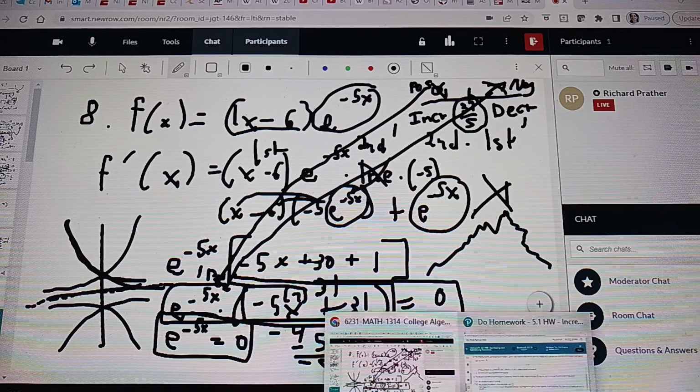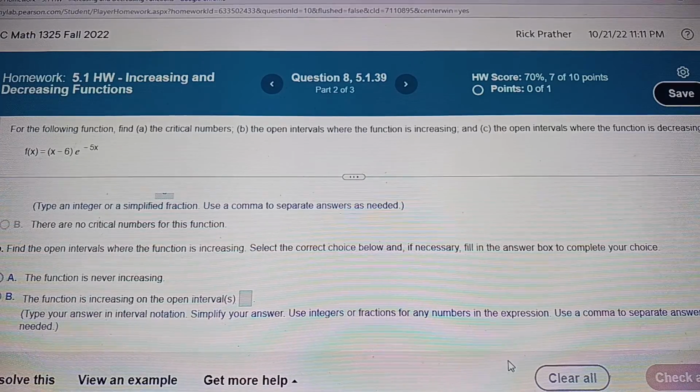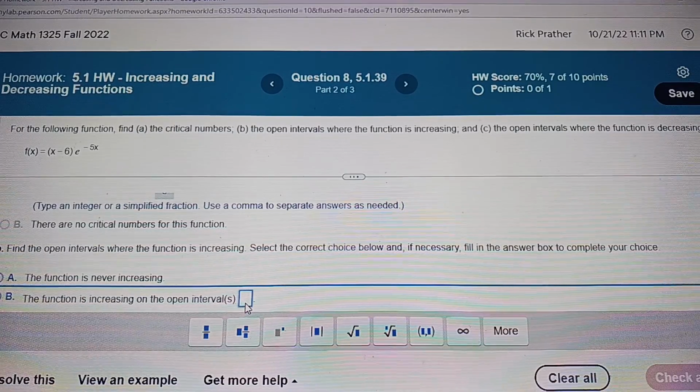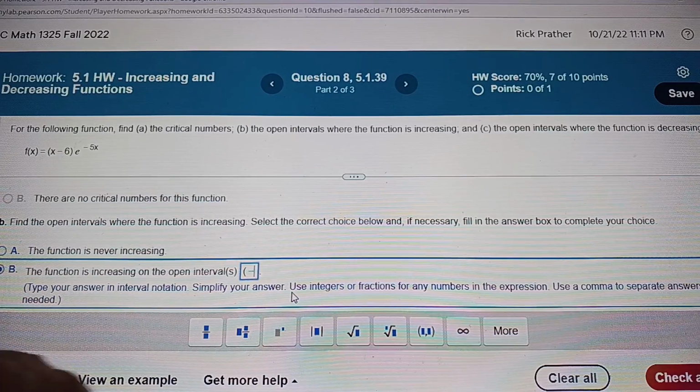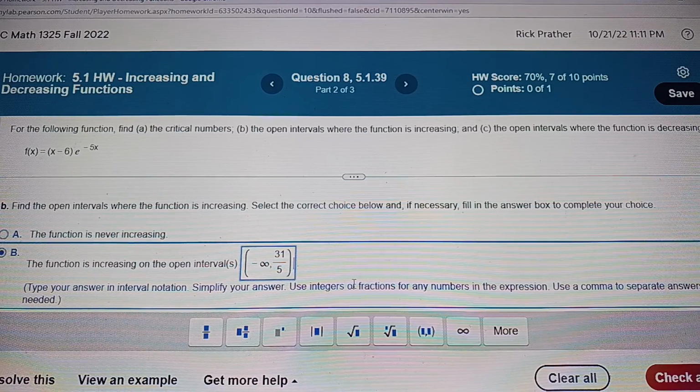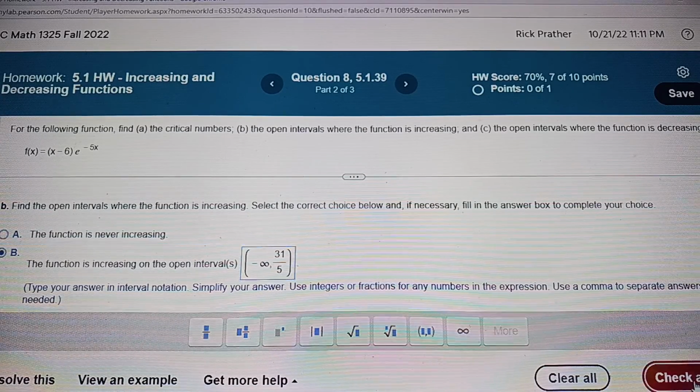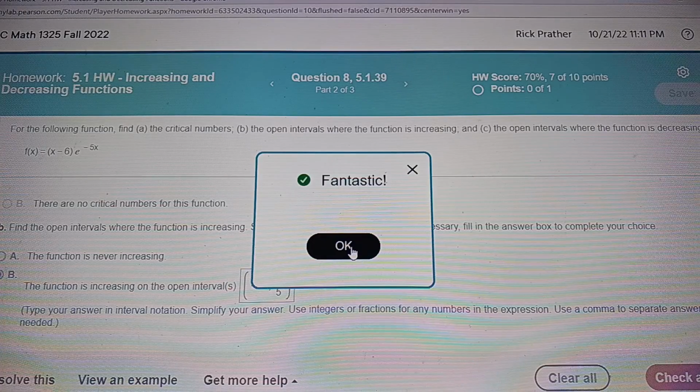Whenever there's one critical number, you're either going to be always increasing, or always decreasing, or there's going to be one of each. So we're increasing first. That means from negative infinity until you hit the critical number. And see how it says use integers or fractions? You always got to read that part. Even though it's exactly 6.2, they won't take that answer because they prefer fractions. Never put a decimal unless they ask for it. So 31 over 5, that's the only portion of the graph that it's increasing.